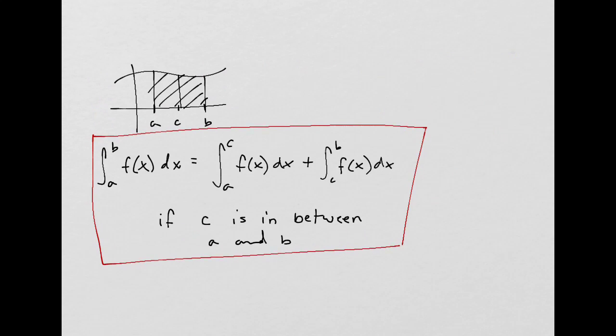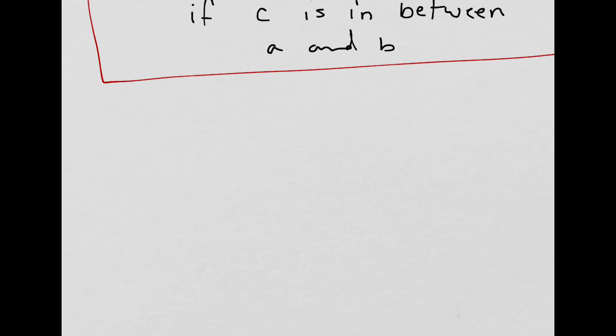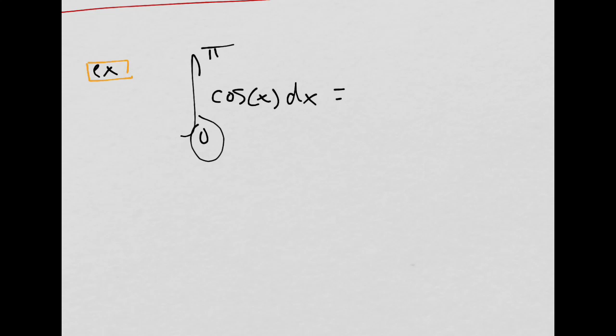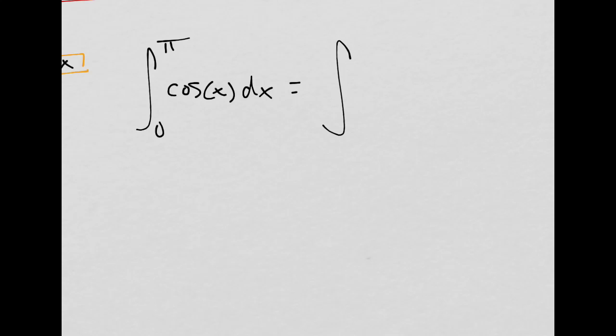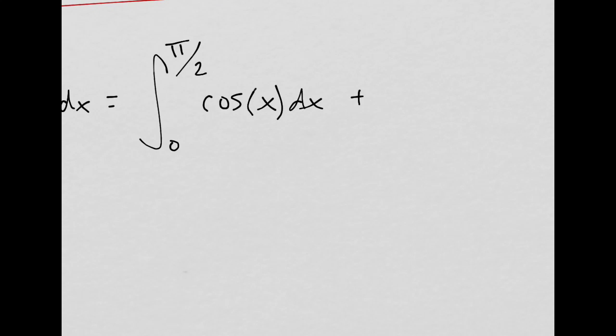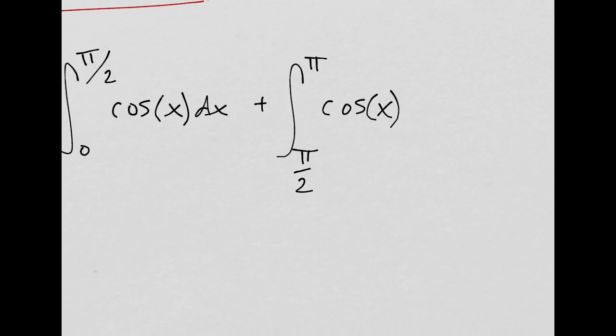So what does that look like if I have a small example? Well, you try to come up with something. What's in between 0 and pi? Pi over 2. Yeah, pi over 2 is in the middle. So this is the same thing as the integral from 0 to pi over 2 of cosine, keep the same integrand, and add it to the integral, start where you left off, pi over 2 all the way until pi, and same integrand. So there you go.